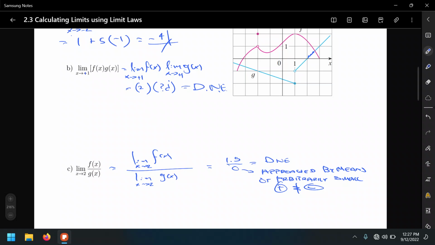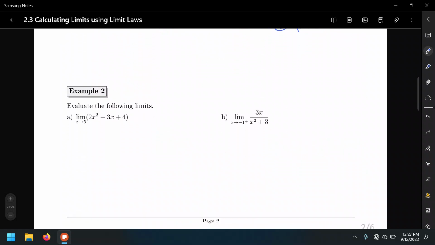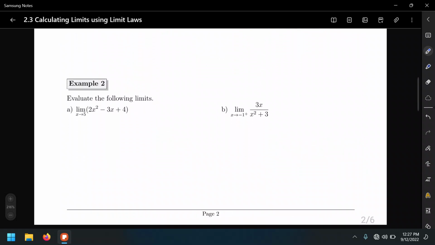Exactly. If we had the graph like this instead, on both sides we would be approaching arbitrarily positive, getting to the same infinity, and in that case we would have a limit defined, not like in this case, which is D and E. Okay, examples on how to evaluate limits.